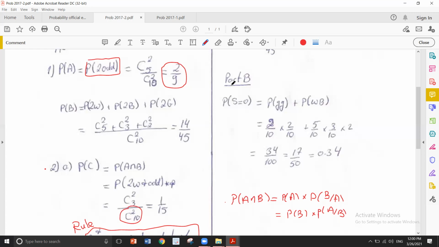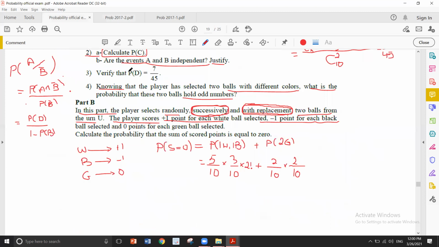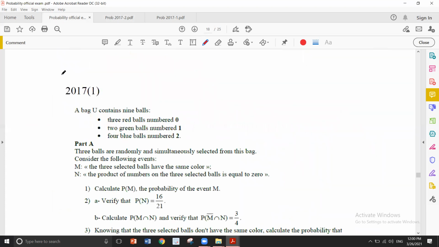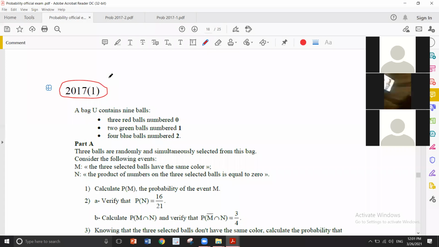Okay, this is all for today. Is Monday school or no school? No school. For Tuesday you prepare the 2017 first one. Try to solve it at home first, to practice how to think with probability.